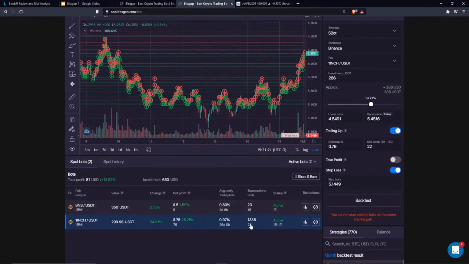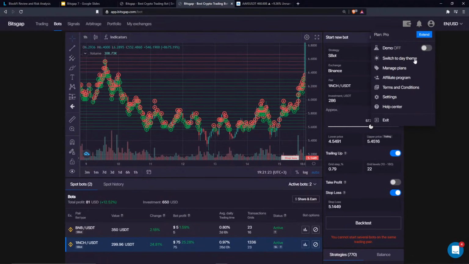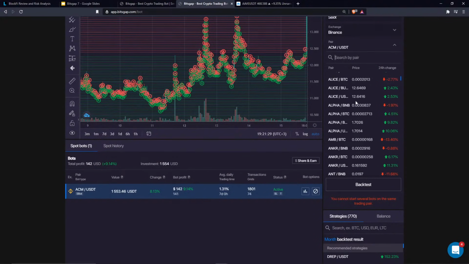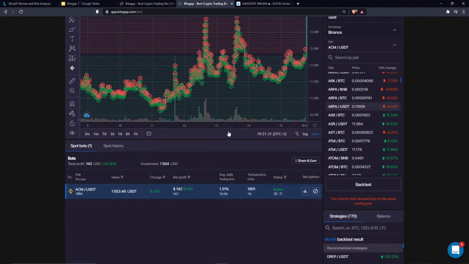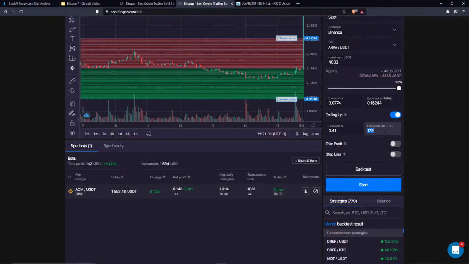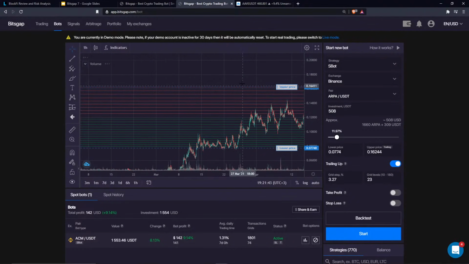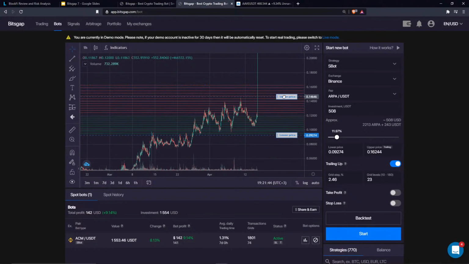So what we selected for the, what was this? ARPA? No, that was not ARPA. This was, yeah, that was ARPA. So for ARPA, we defined that we're going to stick with 23 grid levels with the investment of 500. So it turns out that in 1inch trading to USDT, we have the grid space of 0.78%, and having this configuration, we get 1% per day on average.